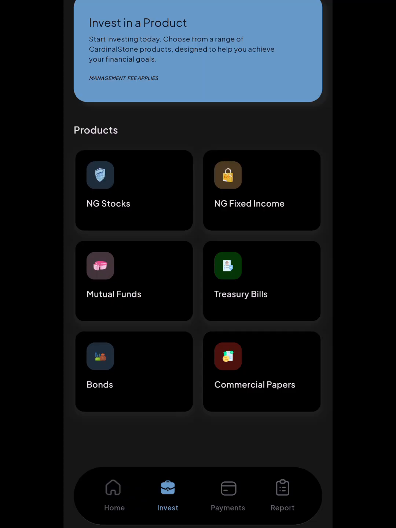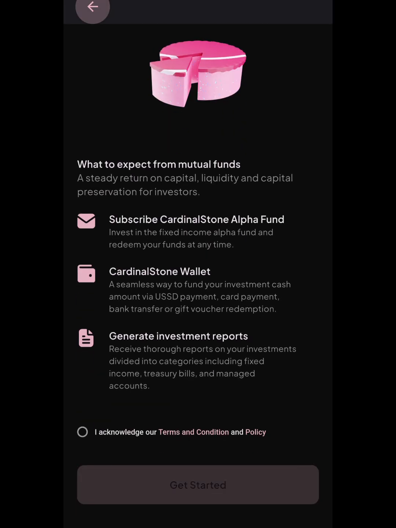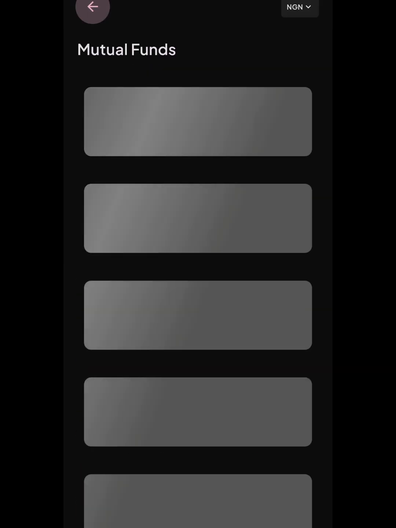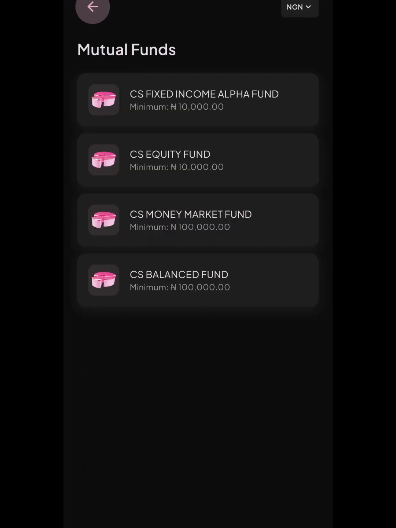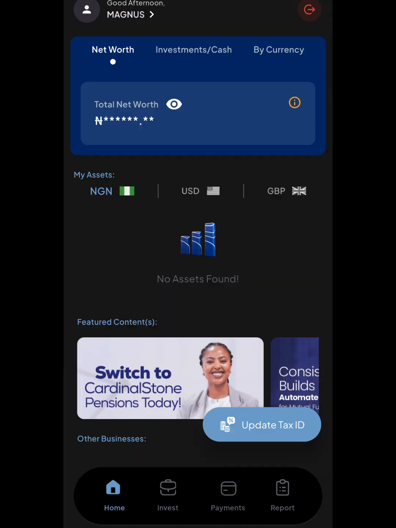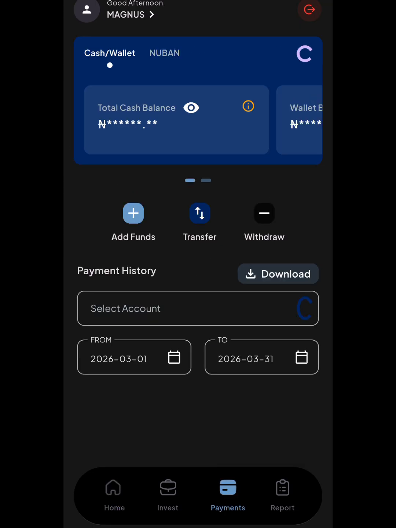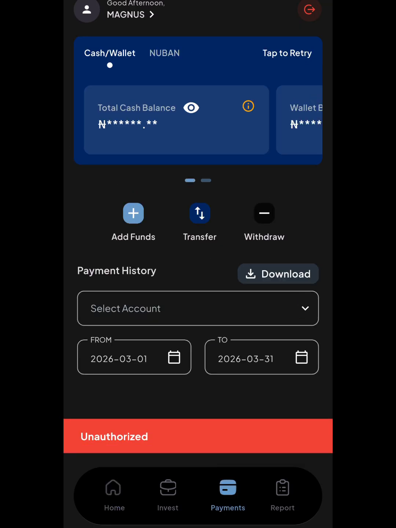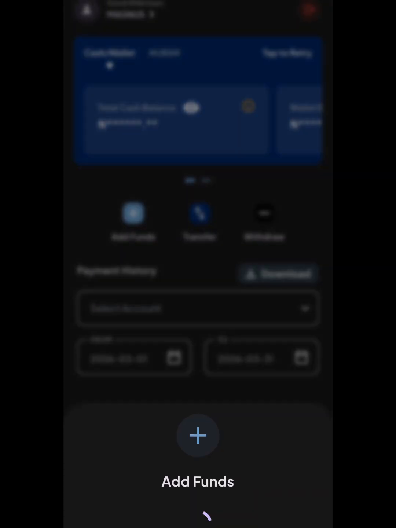It's pretty much like with all investing. Make sure you transfer money to your wallet first, because if you transfer money to your wallet, it will just be easier for you to go ahead and get that mutual fund. So what we are funding in this case is our CardinalStone wallet. So I'm going to go ahead and do that. I'm going to click on add funds.